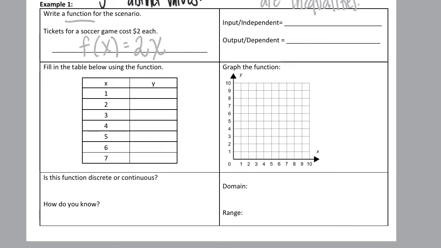I want y'all to think what's driving the change. What's driving the change in the cost of the soccer game? That is always our x value. So think about what this x variable represents. That x variable represents the number of tickets bought. The number of tickets that are bought is going to affect the output, f of x, which in this case would be the total cost.